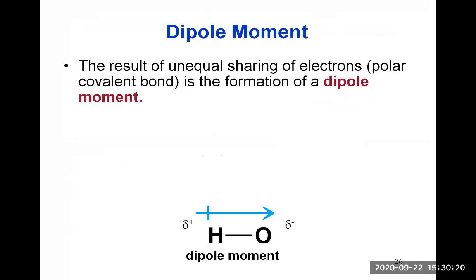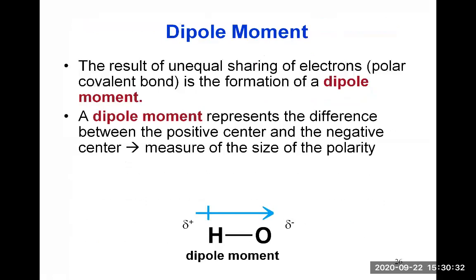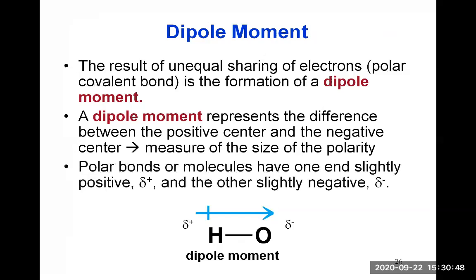So what is a dipole moment? The result of unequal sharing of electrons in a polar covalent bond is the formation of a dipole moment. And a dipole moment represents the difference between the positive center and the negative center, between the two atoms. So it gives you a measure of the size of the polarity of the bond. And it's represented by this blue arrow above the bond here.